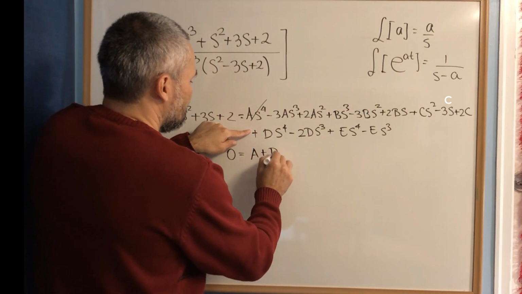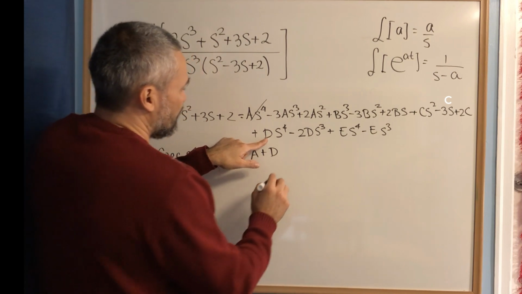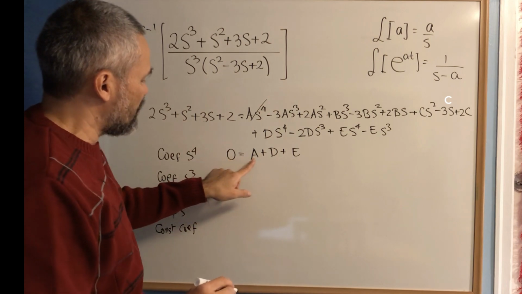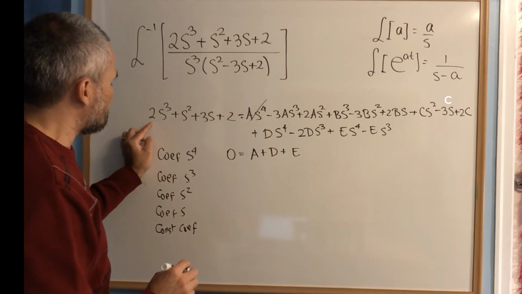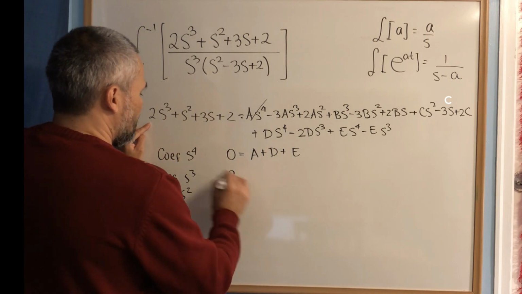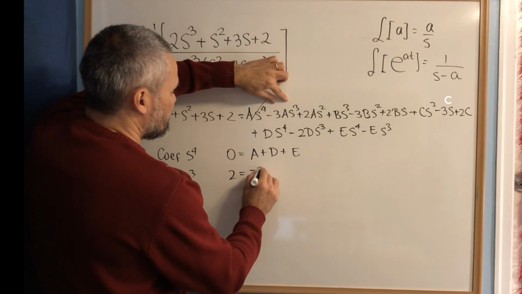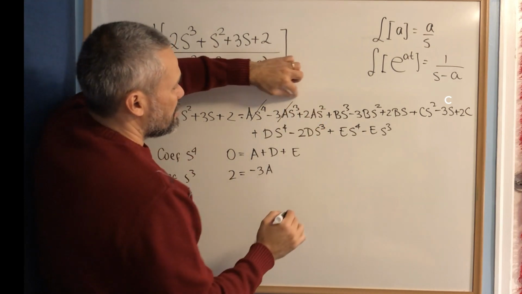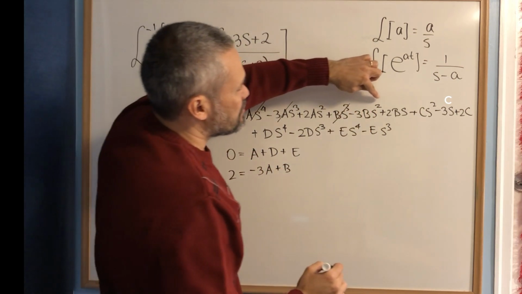Plus d. The coefficient doesn't include the s to the 4, it's just the number that is next to it. And then plus e. Then we have our first equation, a plus d plus e equals 0. The coefficient of s cubed on the left is 2. And on the right, we have a negative 3a, plus b. What else has an s to the cube?